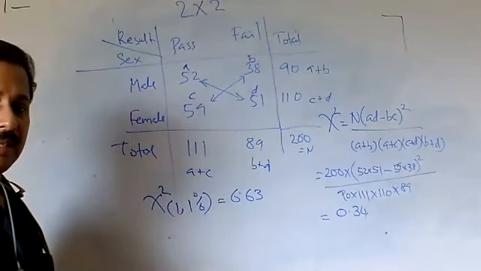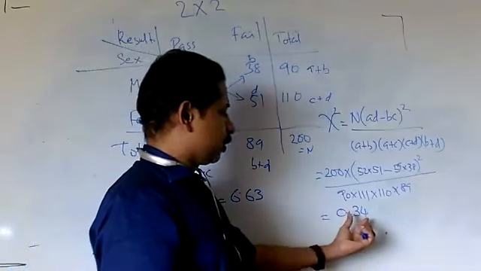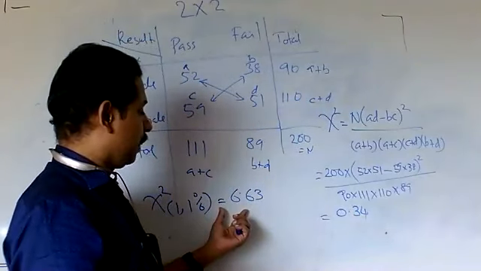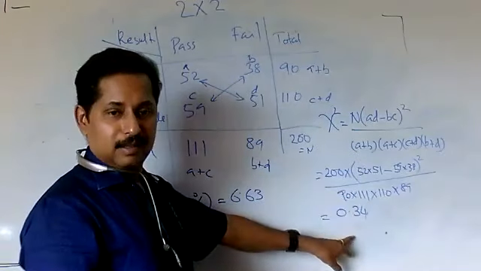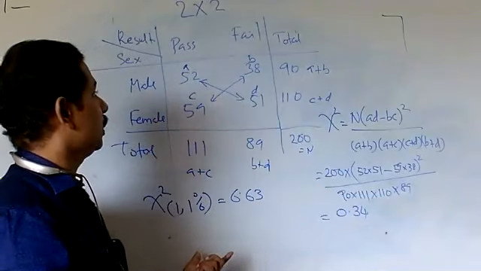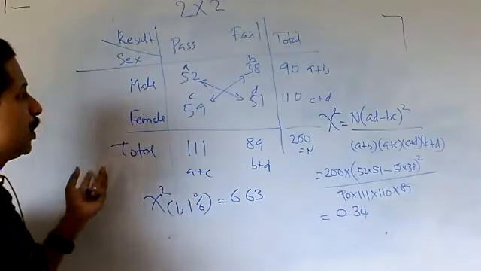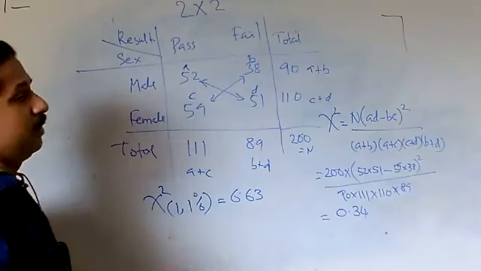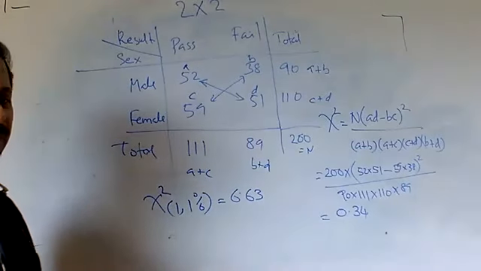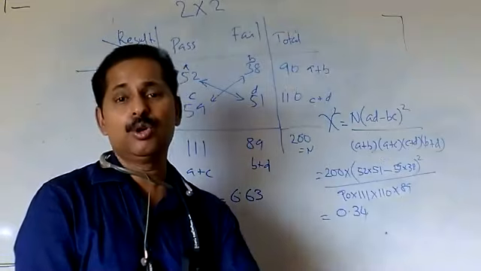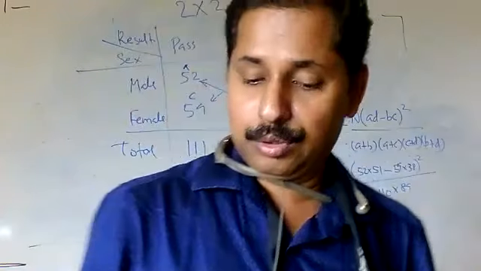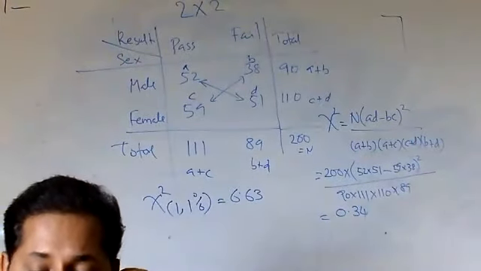Then what will be the decision? Here the chi-square calculated value is 0.34 and the chi-square table value is 6.63. So here the table value is greater than the calculated value. That means you accept your H0. So there is no association between male and female. That means there is no difference in the pass percentage or fail percentage in these two groups. So you work out this type of problems.